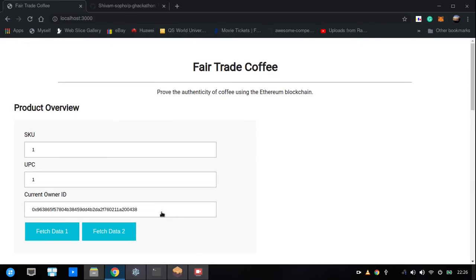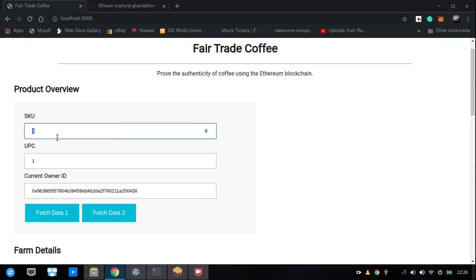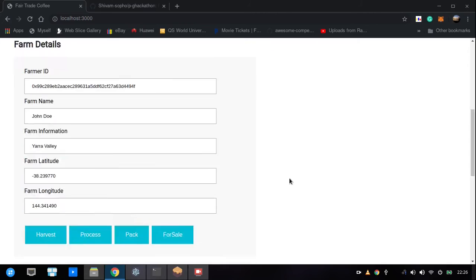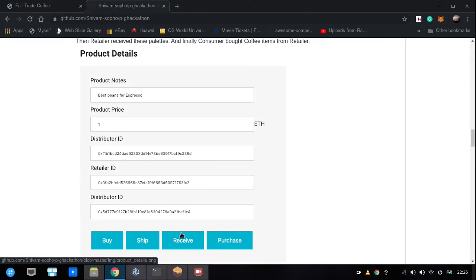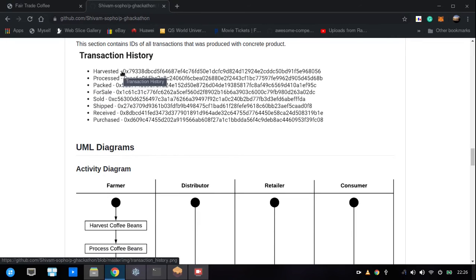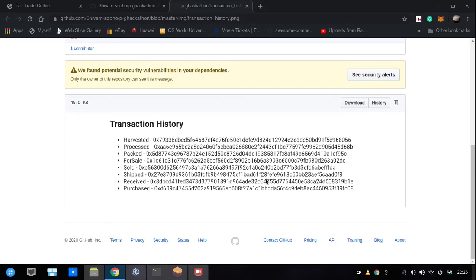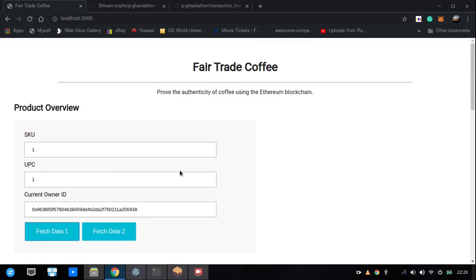After all of this is finished, we can have a look at the SKU and unique ID of that particular product, and then we can directly fetch the data and see the transaction history here. The transaction history will look something like this, where for every transaction we have one record that is kept in our transaction database, that is, in the Ethereum blockchain. So that's all our project is. Thank you.